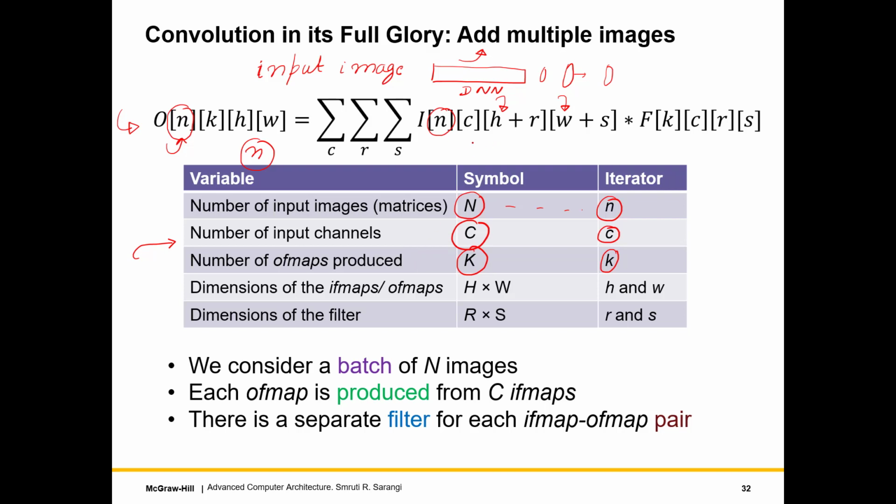But in case it's smaller, you can easily extend this equation. So the dimensions of the IF maps and OF maps are H cross W, height cross width. Height is the number of rows, width is the number of columns. And the iterators for capital H and W are small h and w respectively. And the dimensions of the filter are capital R, capital S, with iterators small r and small s respectively. If you are considering a batch of capital N images, right, original inputs, in a layer, each OF map is produced from capital C IF maps, and there is a separate filter for each IF map OF map pair, making a total of these many filters.